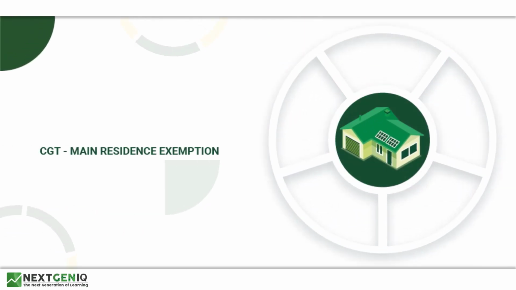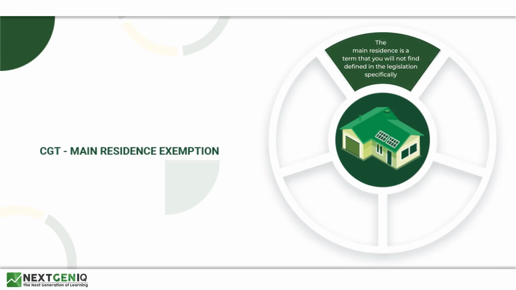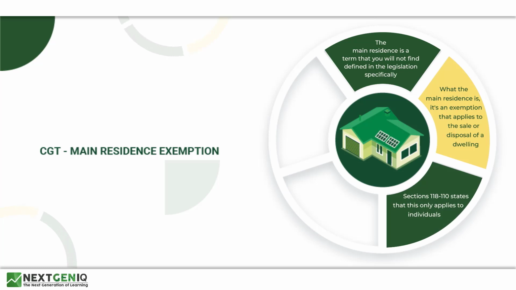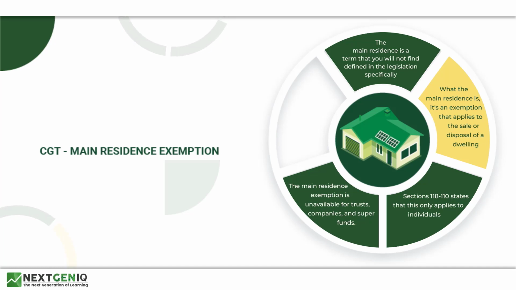Before we get into exemptions, we'll look at the main residence. The main residence is a term that you will not find defined in the legislation specifically. It is an exemption that applies to the sale or disposal of a dwelling. When you look at sections 118 through 110, it states that this only applies to individuals, so the main residence exemption is unavailable for trusts, companies, and super funds.